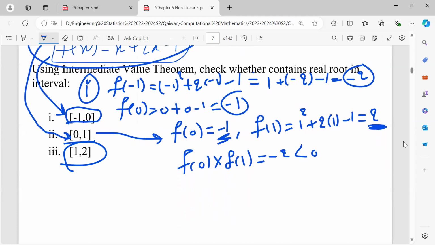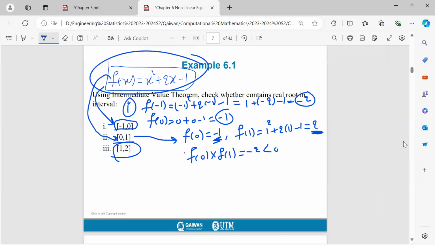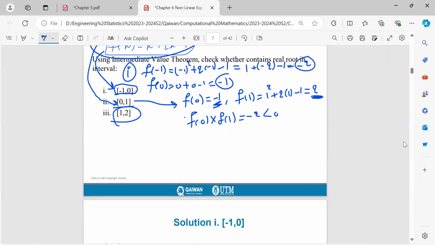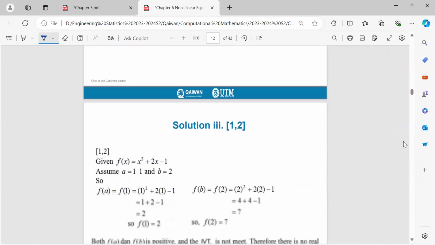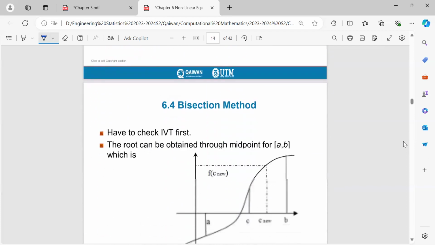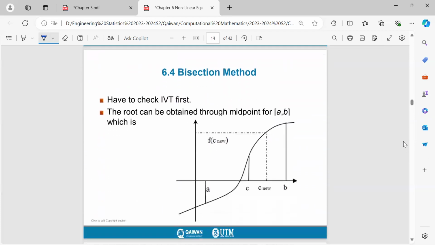For this one, we do the same. We just check both boundaries. We evaluate both boundaries in the given function. If the results have different signs, it means the equation has a root in that interval. If they have the same sign like the first case, it means the function has no root in the given interval. That's all you have done here.